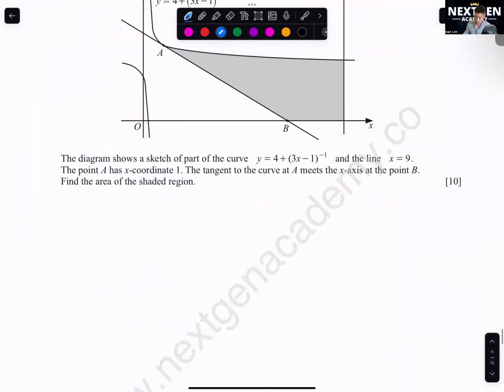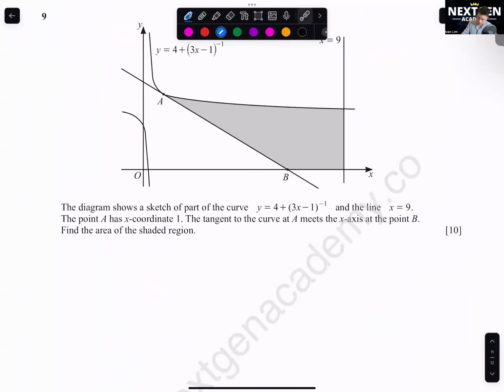Let's go to number 9. They give us this curve with this equation and the line x equals to 9 over here. A has x coordinate 1. So 1 something over here. Tangent to the curve at A meets the x-axis at the point B. So I'll highlight these. Tangent at A meets the x-axis at the point B, is this line here. Find the area of the shaded region.